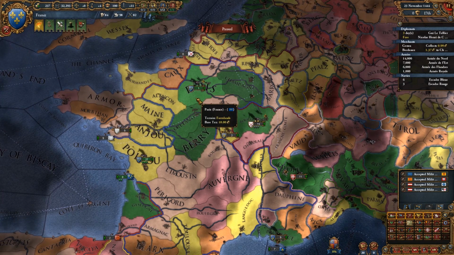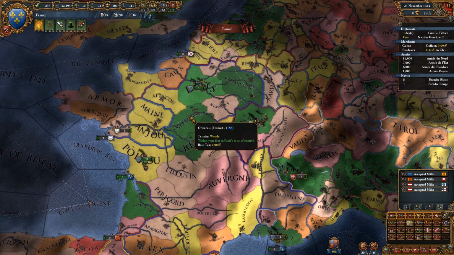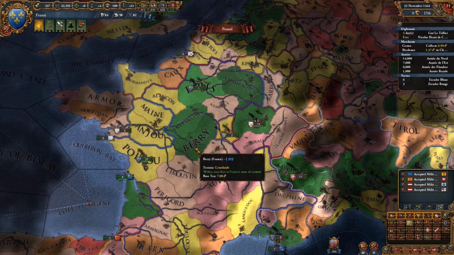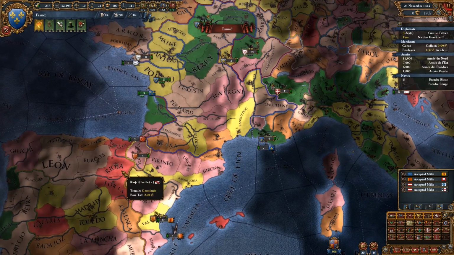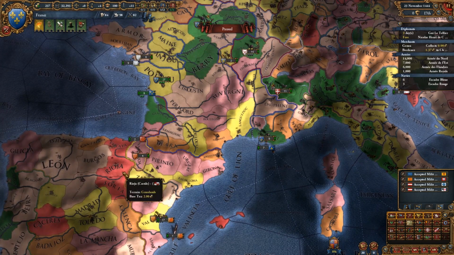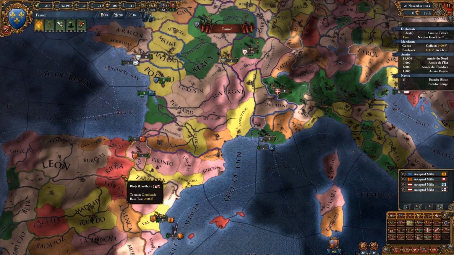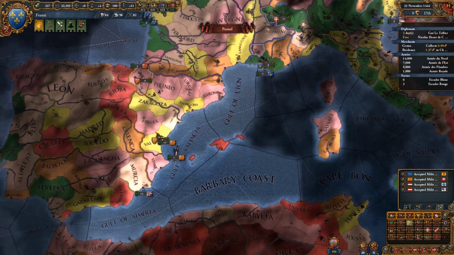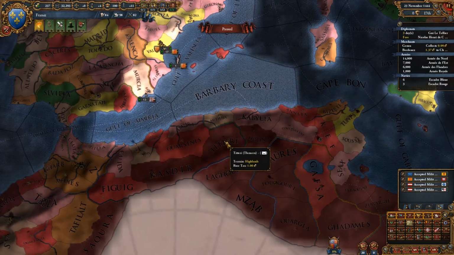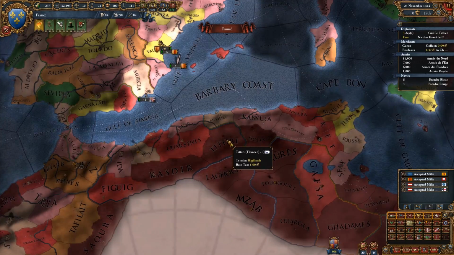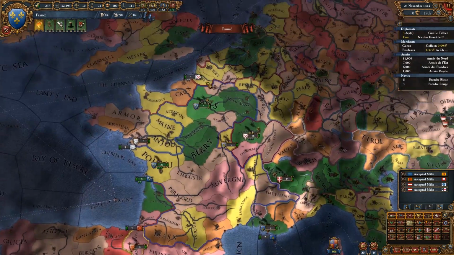But as you can see, the lighter the green, the more base tax. So Paris gives us 10 base tax, Orléans gives us 8 base tax, Berry gives us 7 base tax. And if you go down to the dark red ones, even though this obviously belongs to Castile, not myself, that only has a base tax of 2. So you can tell at a glance which of these provinces give the most. Most of these very, very dark crimson ones only have a base tax of 1.